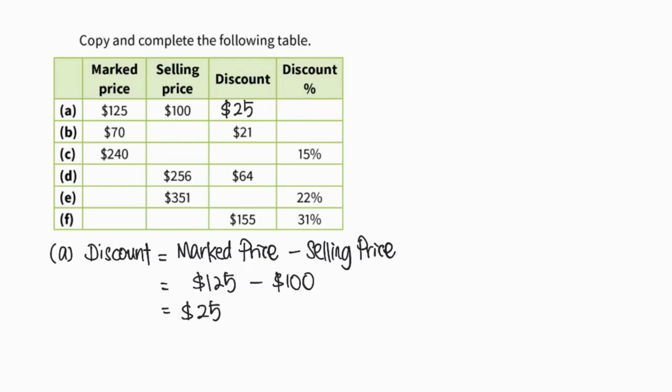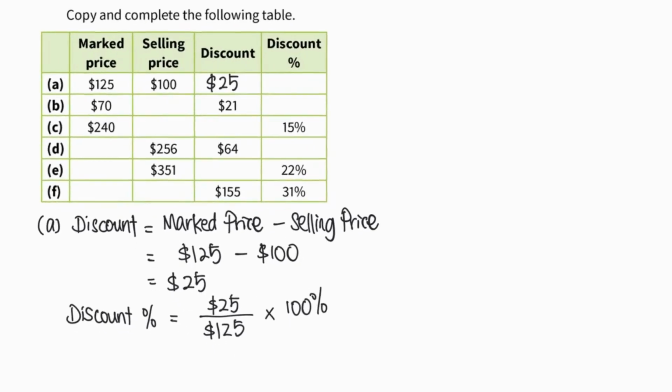And what is the percentage discount? So the discount percentage is the discount over the mark price times 100%. And that will give me 20%.